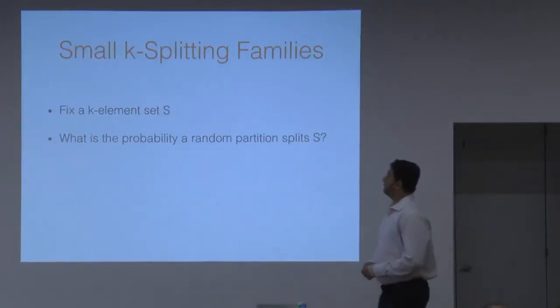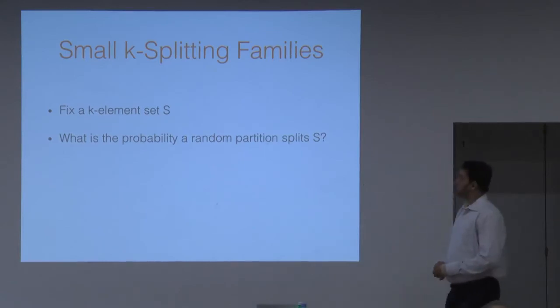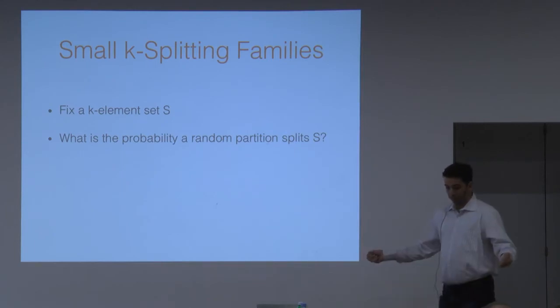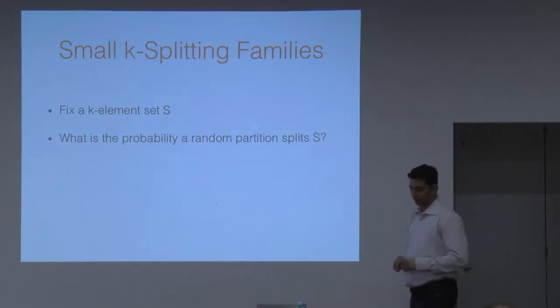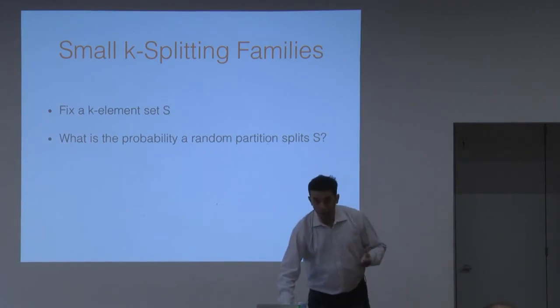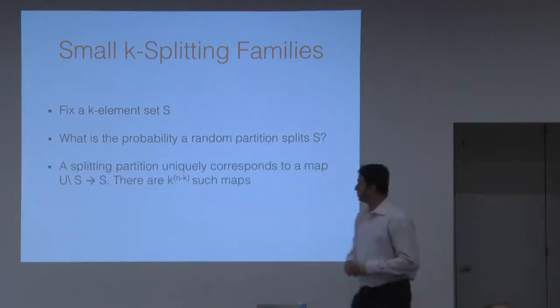Okay, so let's first start with the splitting families. We fix some k-element set S, and now we pick a random partition of these nodes. Our question is, what is the probability that a random partition of the n nodes into k blocks will split this particular set? Well, again, we can work this out using sort of high school math.